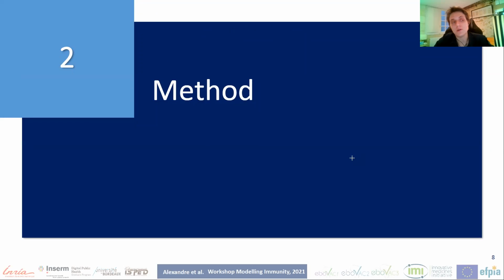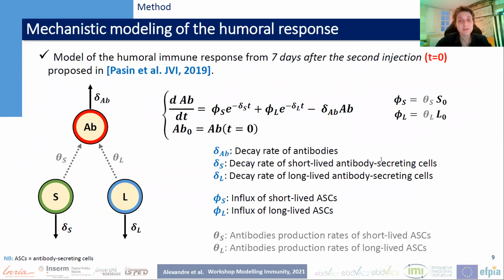Now I'm going to talk about the method that we applied on those data. First of all, we use the mechanistic model that has previously been developed by Pasin et al. on the phase 1 data, which describes the humoral response over time after the second vaccination. In this structural model, we assume that antibodies can be produced by two populations of antibody secreting cells, called long-lived antibody secreting cells, labeled L, or short-lived antibody secreting cells, labeled S. In this model, we have 5 parameters: Phi_L and Phi_S, which are respectively the influx of long-lived and short-lived antibody secreting cells, and delta_L, delta_S, their respective decay rates. And finally, we have delta_Ab, which is the decay rate of antibodies.